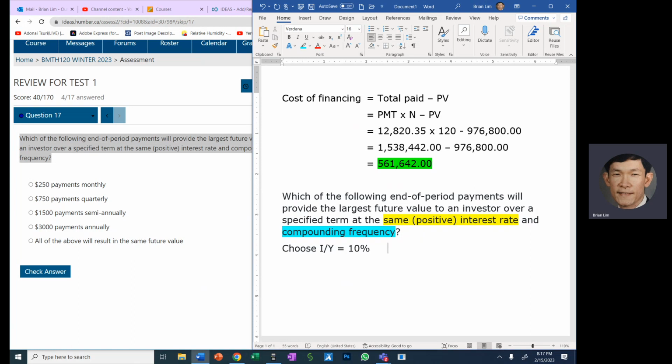And then we will choose the compounding frequency. So that means CY. We will choose it to be, let's say we choose it to be 1, just to be simple. All right, so IY is 10 and CY is 1. Okay, now we can start to evaluate these different scenarios, right? So let's go. So the first one is $250 monthly. Okay, so what happens there?